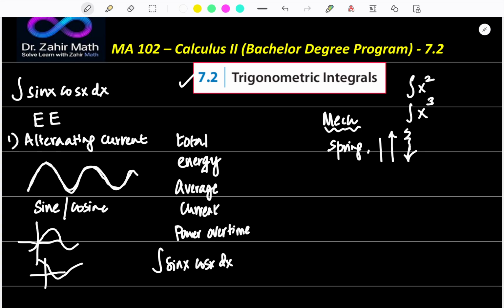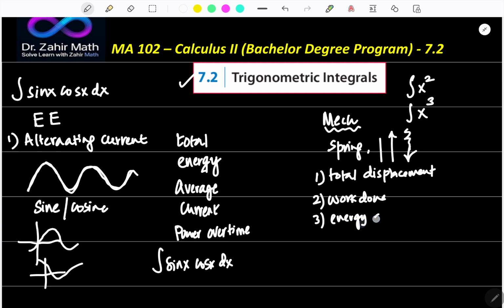So what is the use of this function? Usually mechanical engineers find total displacement. Normally electrical students will find total energy, but mechanical students will find total displacement. And then work done. Yes, remember work done we used to do. Then sometimes they calculate the energy of vibration also, right? So in this way, there are so many, but I'm giving a few examples. In this way, mechanical engineers use trigonometric integrals.